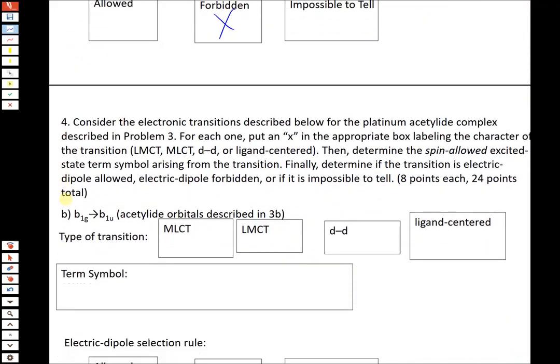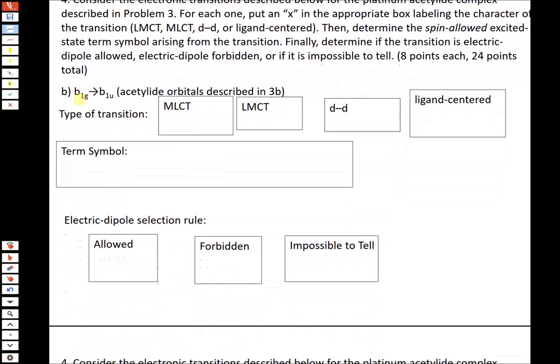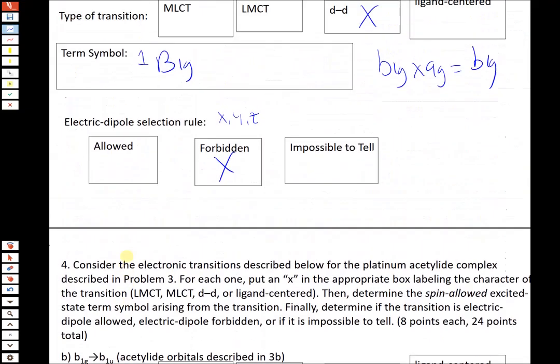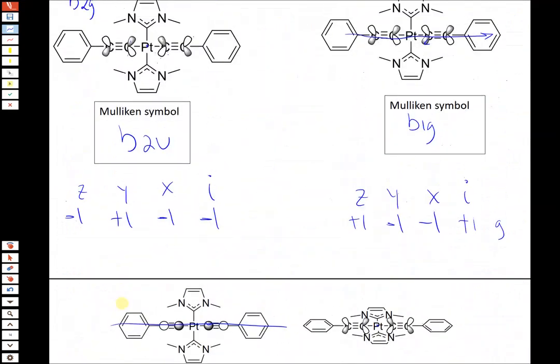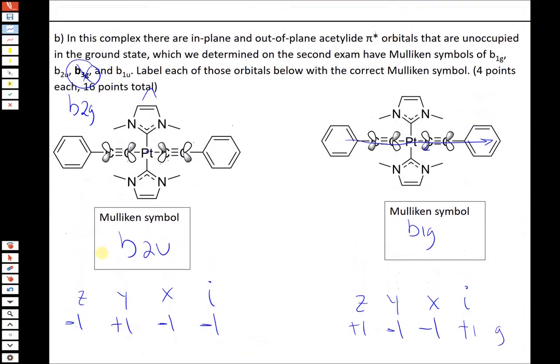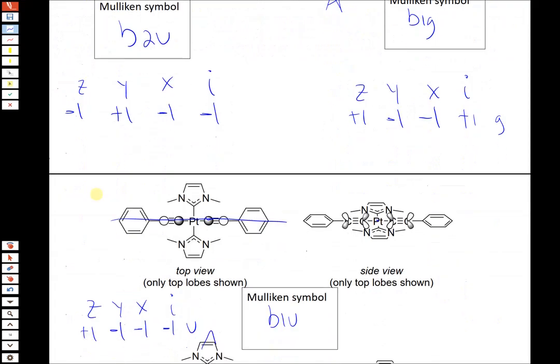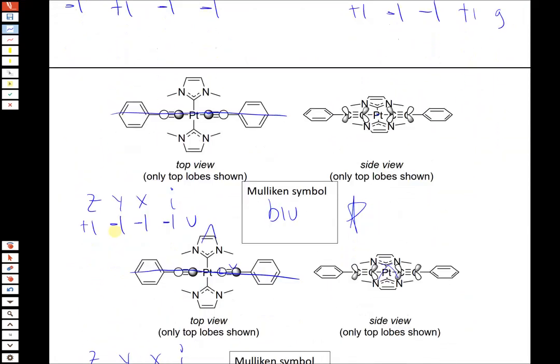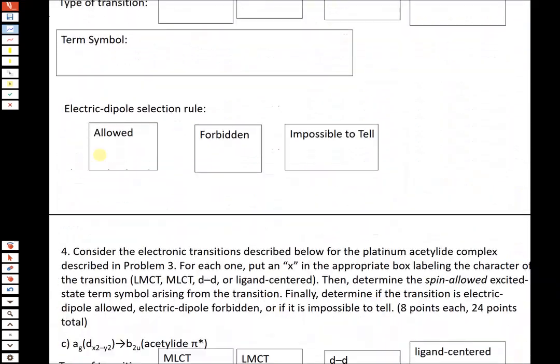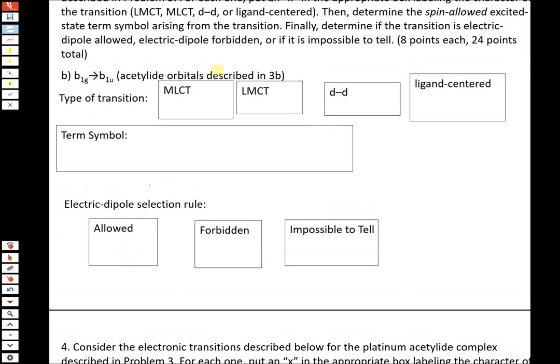Now for this one here, we have B1G to B1U in the acetylide orbitals. So those are the orbitals that we talked about in this question up here. This one was B1G, and I think the other one was B1U, I believe. But anyway, both of those are orbitals involving the ligand. So because they're both orbitals on the ligands, we would call this a ligand-centered transition.